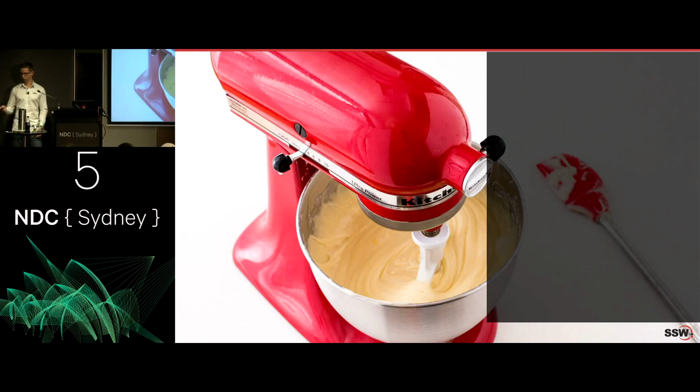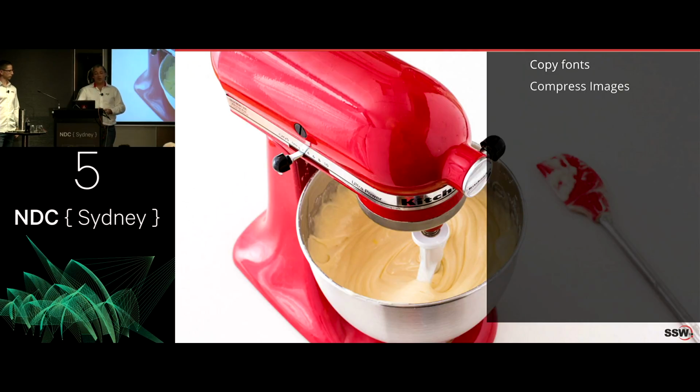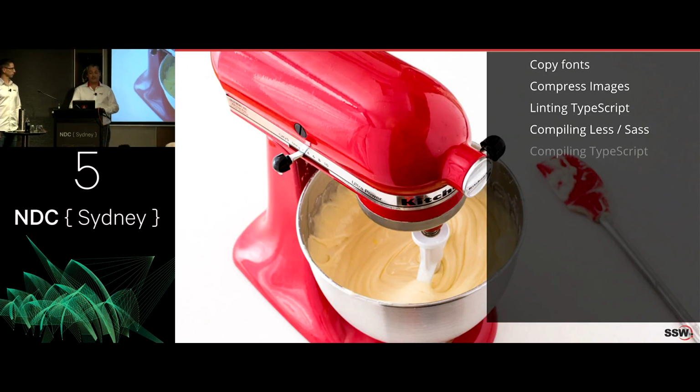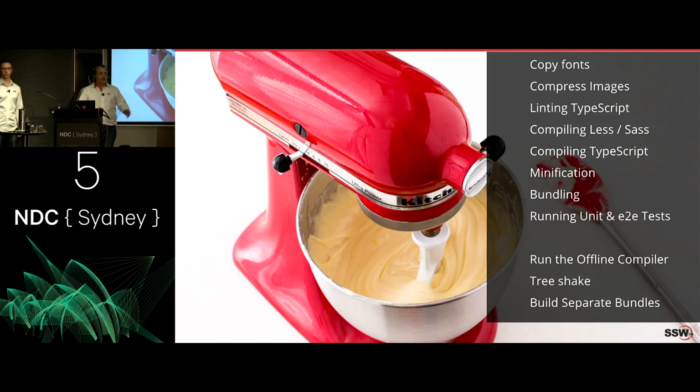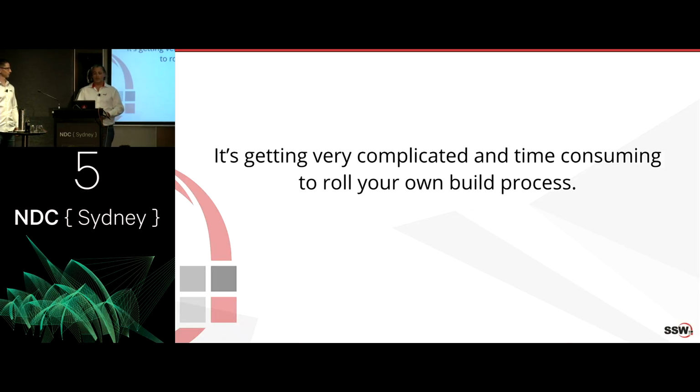Cool. So what Duncan's saying is that for our build process, it's getting really complicated. So when we actually are packaging up our application, we need to copy fonts, we need to compress images, we need to lint our TypeScript, we need to compile our Sass into CSS, we need to compile our TypeScript into JavaScript, we need to minify it, bundle it, then we need to run our unit tests and end-to-end tests. And now we need to actually run the offline compiler, do some tree shaking, and then build our app into separate bundles. Holy moly. It's getting really complicated and time-consuming to roll your own build process.